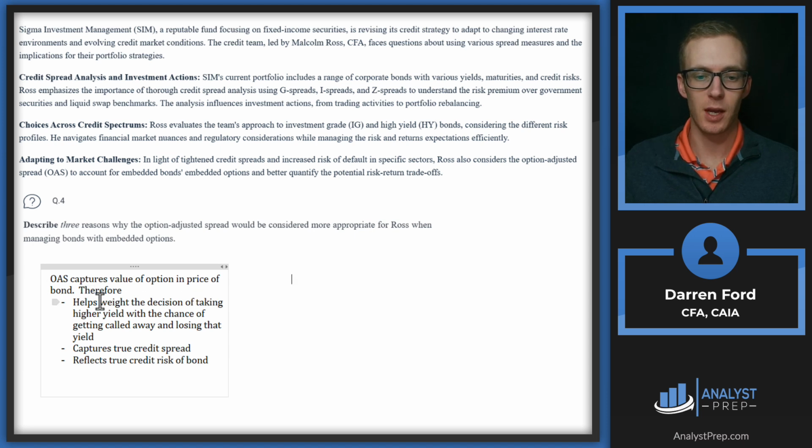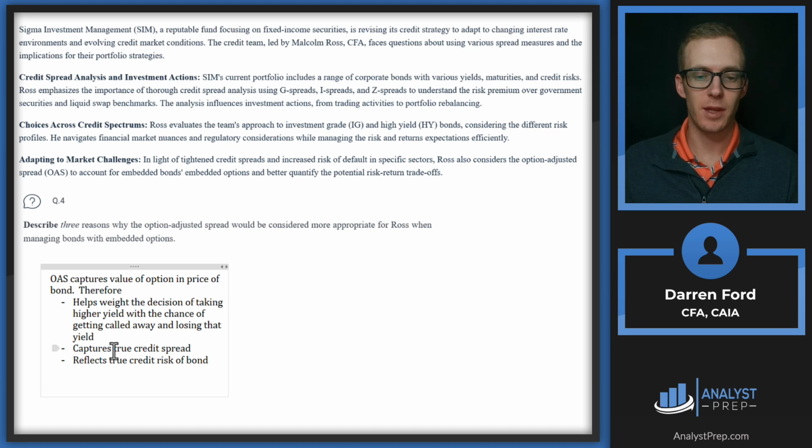Therefore, this helps weigh the decision of taking higher yield with the chance of getting called away and losing that yield. So when you buy a bond that can get called away, typically it will have a higher starting yield, but you may not be able to hold that bond for the duration of the terms of the bond, because if yields fall, the issuer is going to call the bond back and then reissue debt at the lower yield.